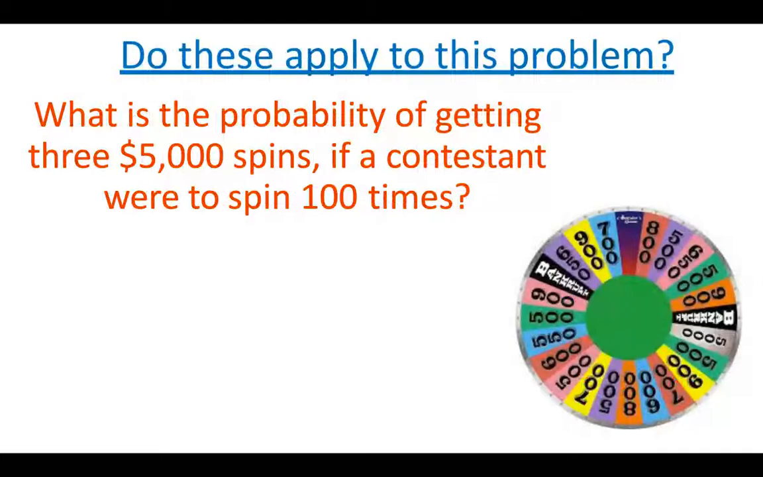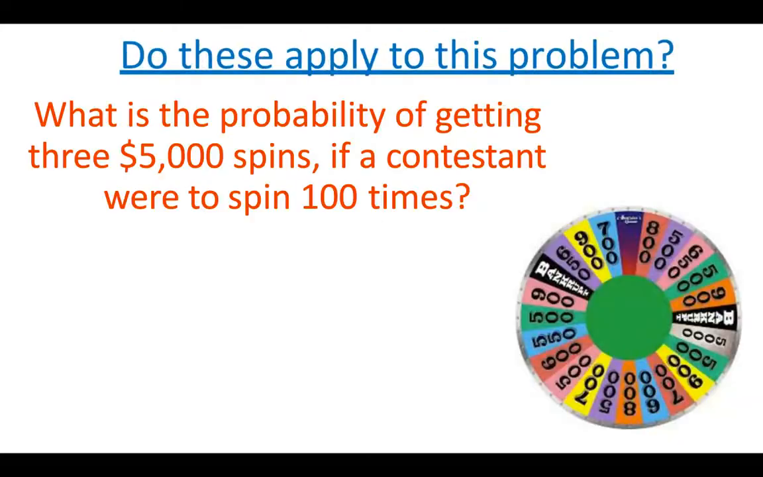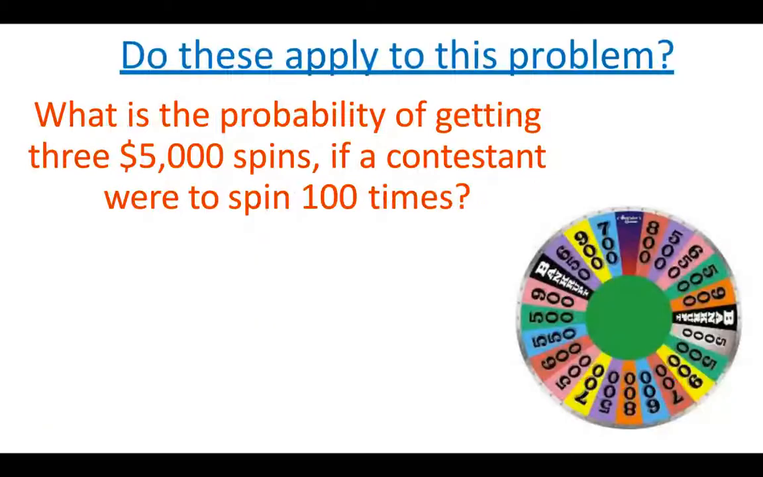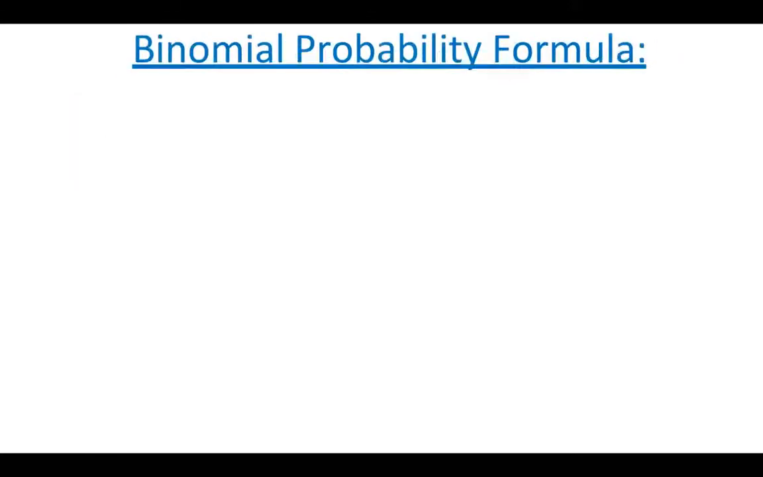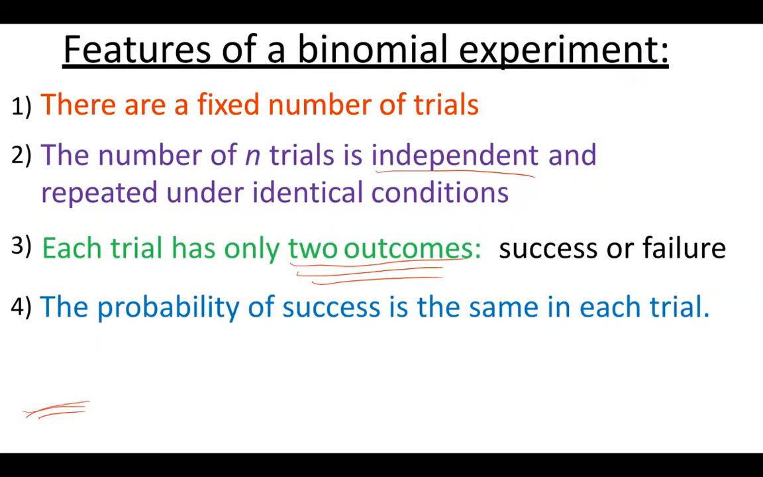So if we were to go back and look at just that second part of the question, do these all apply? The probability of getting 3 5,000 spins if a contestant spun 100 times, right? Fixed number of trials? Yep, because there's 100 trials. Next thing, each one is independent under identical conditions. To satisfy that one, we would have to make sure that you're spinning it exactly the same way, starting at exactly the same spot each time.